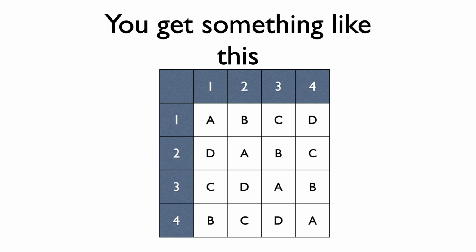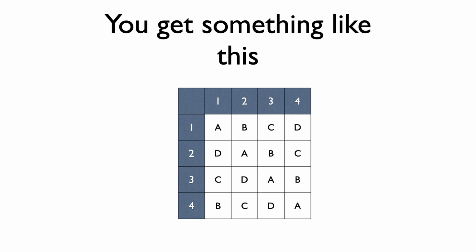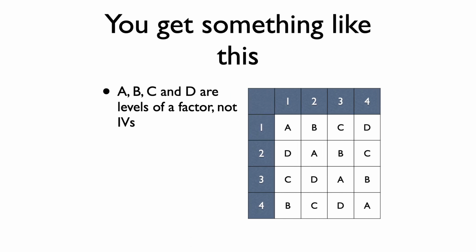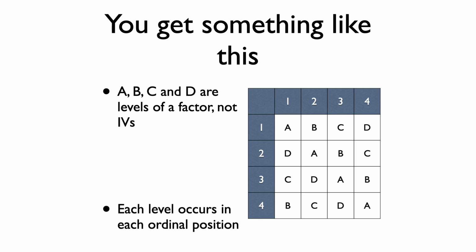Okay? This is a special design. It's sort of off to the side of all the other things we've talked about. So we still analyze it with ANOVA, but it's its own thing. Let's just move that over there. There we go. So A, B, C, and D, again, are levels of a factor. They're not different independent variables. They're like A1, A2, A3, A4, that kind of thing, okay?